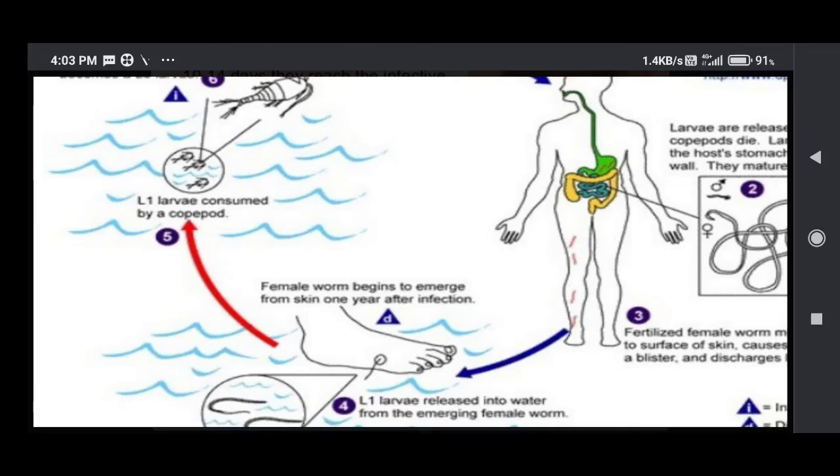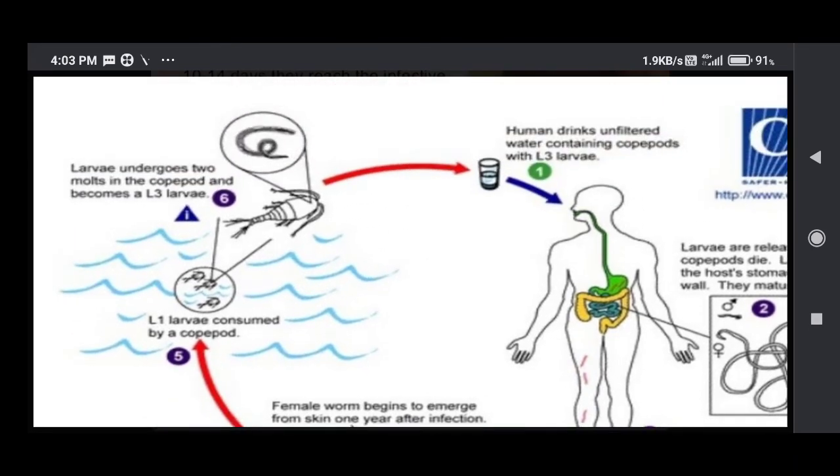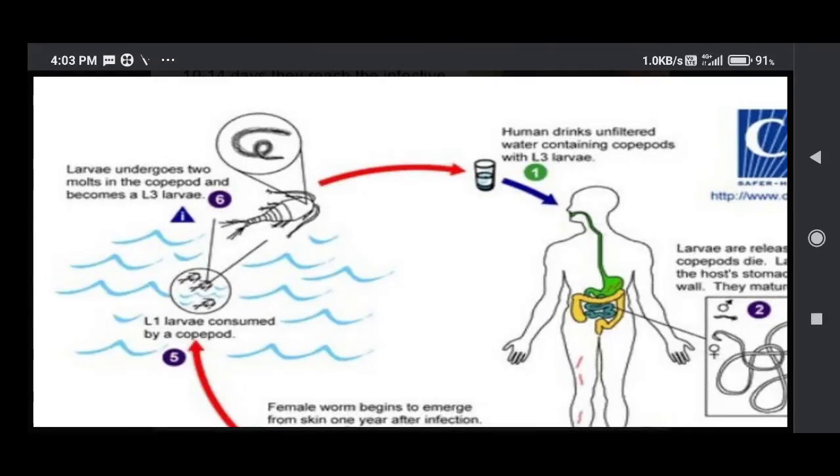The matured fertilized female forms a blister on the feet. From the feet, the female emerges whenever the infected person places the leg into water bodies. From the female, the L1 larvae are released into the water and swim there. The larvae are consumed by copepods, especially cyclops. The larva enters the cyclops gut, then the coelomic cavity. In this cavity, two molts take place, and by these molts the L3 larva is produced. This L3 larva is ready to infect human beings.